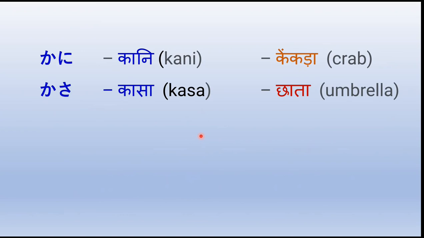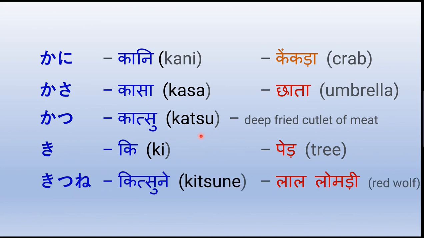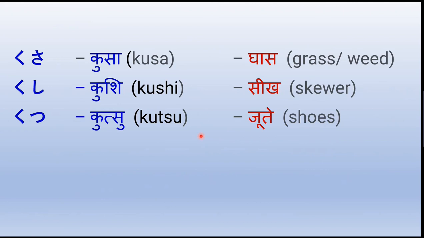Kani, crab. Kasa, umbrella. You all know the Japanese umbrella is world famous. So this is that one. Kasa is the Japanese umbrella. Katsu, it's a deep fried cutlet of meat. Katsu. Ki, tree. Kitsune. Kitsune is red wolf. And here you should note that the su sound will be a little lighter. So kitsune. Kuchi, mouth. Kusa, grass or weed. Kushi, skewer. Kutsu. Kutsu, again, here you should note the sound. It's not kutsu, it's kutsu, kutsu, shoes.